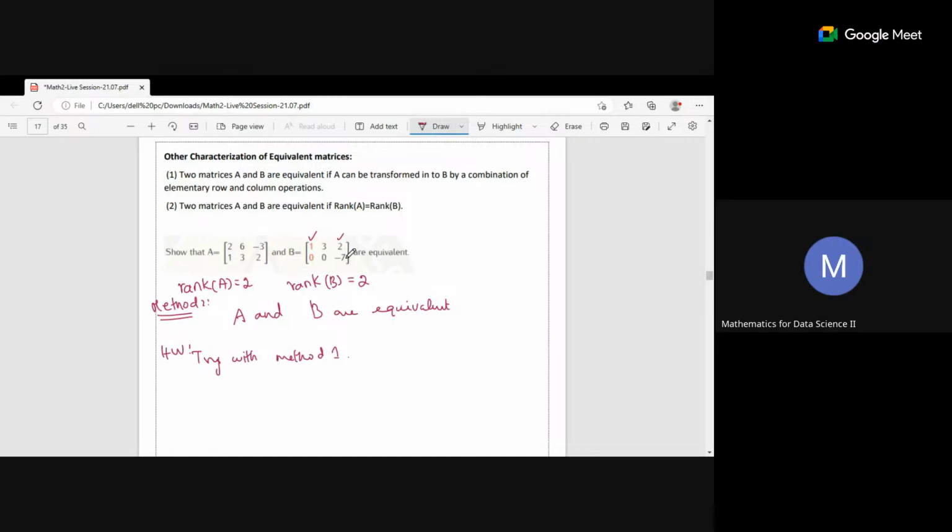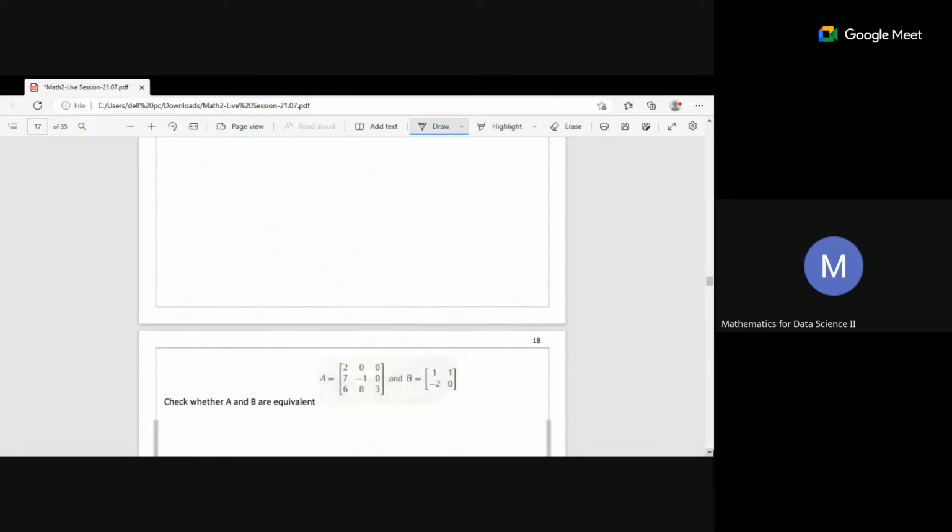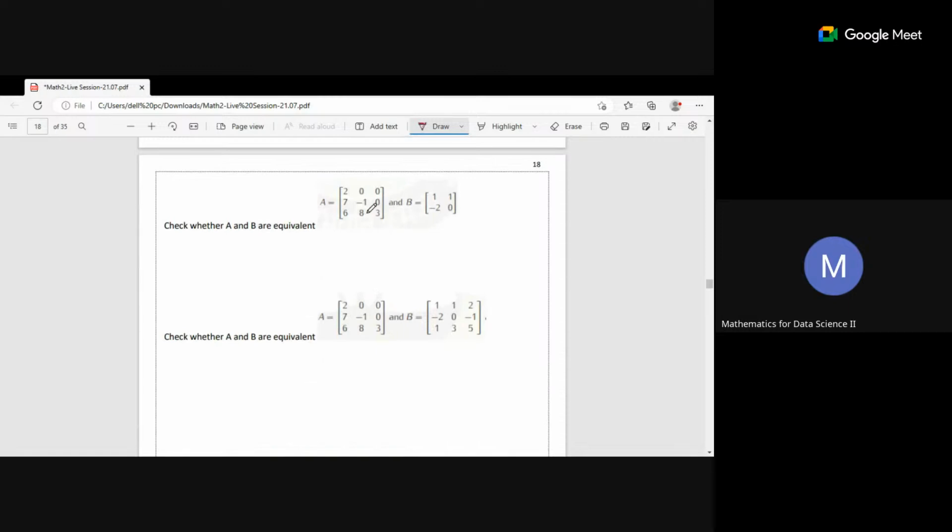It is not reduced row echelon form. Yeah, okay, fine. You can say that way also. Yes, if you get this matrix, then you can. Here, remember, you can also use column operations. So see whether you are able to obtain B from A using row and column operations. Okay, that is a homework. I leave it for you. So check whether A and B are equivalent.